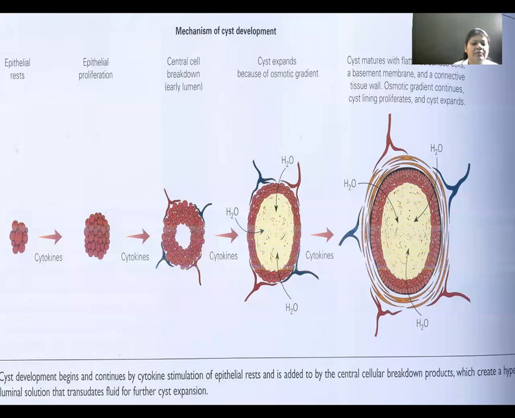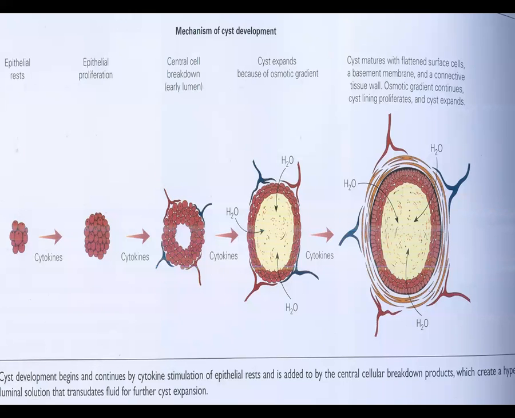So, the mechanism of cyst development. Cytokines cause the proliferation of the epithelial cells. These cytokines are responsible for the central cell breakdown and early lumen formation. Then, because of the tension, the cyst expands because of the osmotic gradients, and finally the cyst forms. Cyst maturation: the cyst matures with flattened surface cells, a basement membrane, and a connective tissue cell wall. The osmotic gradient continues, the cyst lining proliferates, and the cyst expands.